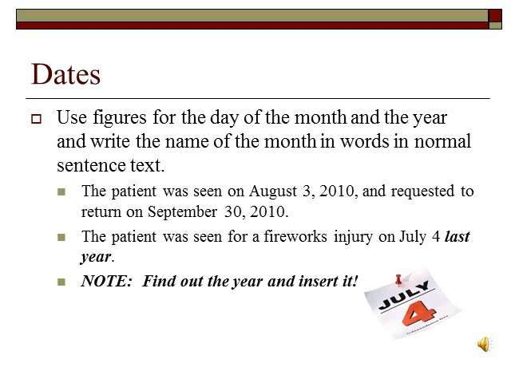In normal sentence text, we are going to spell out months when we're talking about dates, and then use figures for the day and the year when we have it all together here. So like this one, the patient was seen on August 3rd, 2010, and requested to return on September 30th, 2010. We would not put 8-3-10. We would want to spell that out. It's in normal sentence text. So spell out the month.